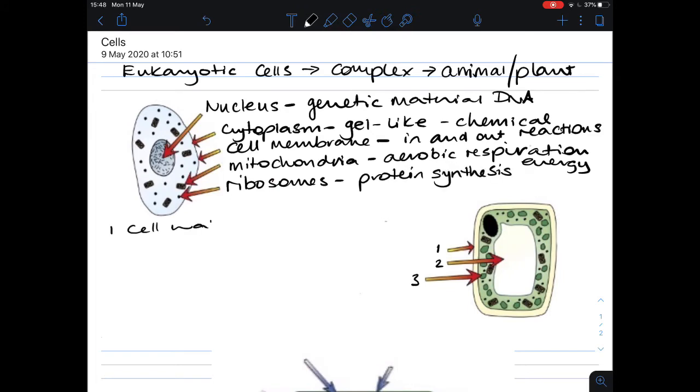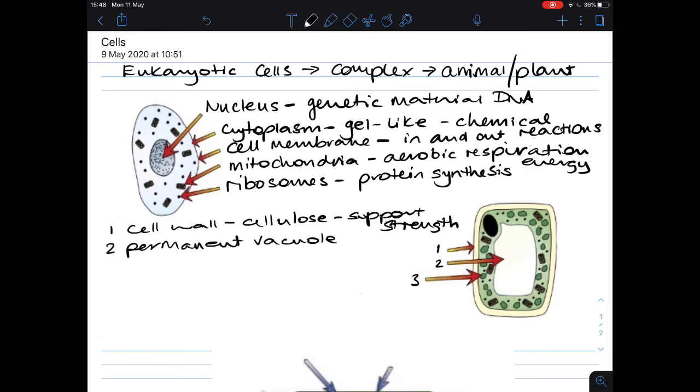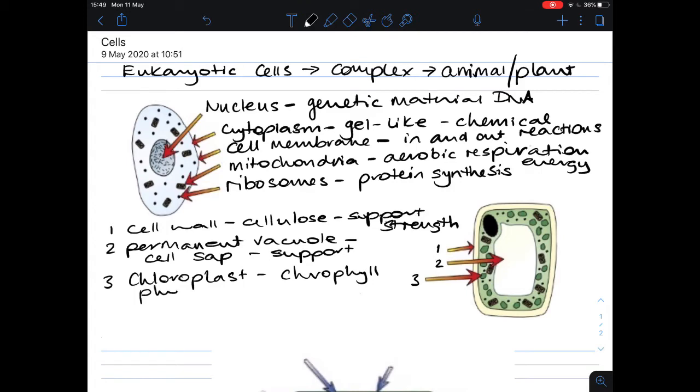Plant cells usually have all the bits that animal cells have, plus a few extra things that animal cells don't have. Rigid cell wall, made of cellulose, and supports the cell and strengthens it. Permanent vacuole contains cell sap, a weak solution of sugar and salts. Chloroplasts, this is where photosynthesis occurs, which makes food for the plant. They contain a green substance called chlorophyll, which absorbs light needed for photosynthesis.